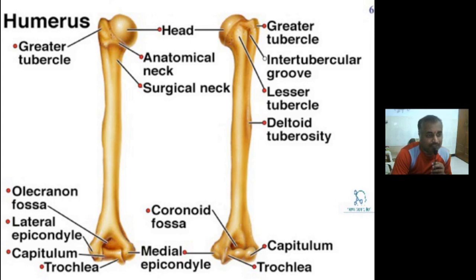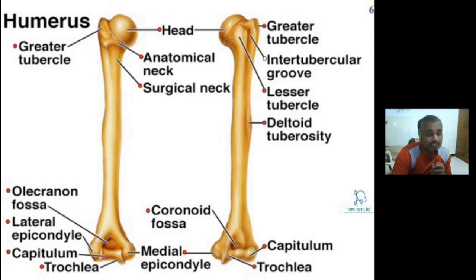Now, if you look at the posterior aspect of the humerus, there is a big depression in the lower end which is called as olecranon fossa, that's for articulation of the olecranon process of ulna. And we can also see on the posterior view the trochlea and the capitulum as seen, and there is a projection on the lateral aspect which is the lateral epicondyle.